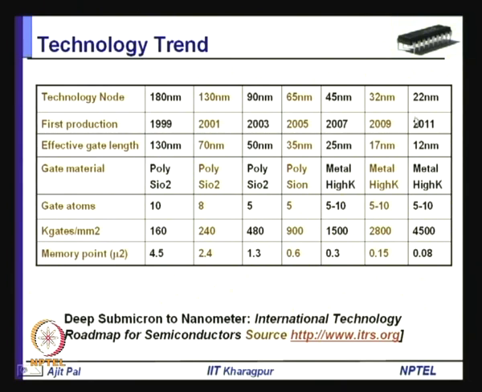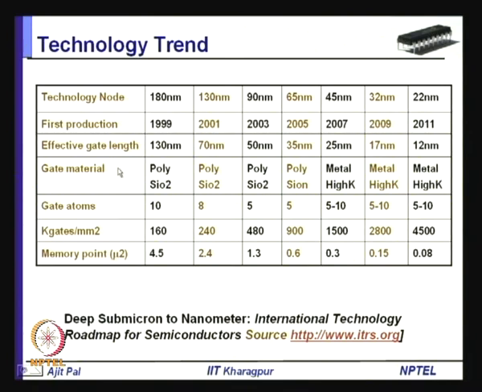So, this is the trend which has been predicted by ITRS, and as the technology is changing, these are the effective gate lengths for different technologies. For 180 nanometer, it is 130 nanometer, for 130 nanometer 70 nanometer, for 90 nanometer 50 nanometer, and so on. If we consider 45 nanometer, which is the mature technology being used in present day VLSI circuits, the effective channel length is 25 nanometer, and it will come down to 17 nanometer and 12 nanometer as the technology node changes to 32 nanometer and 22 nanometer.